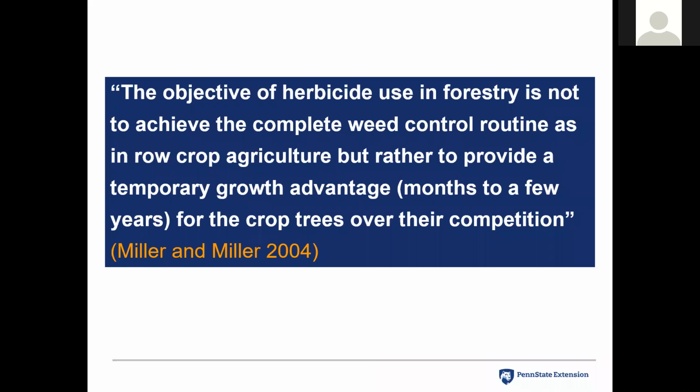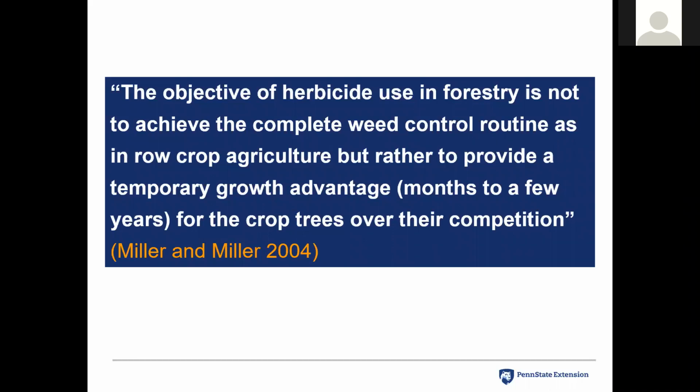And I'll leave you with this quote here. The objective of herbicide use in forestry is not to achieve the complete weed control routine as in row crop agriculture, but rather to provide a temporary growth advantage, months to a few years, for the crop trees over their competition. So don't think about forestry as row crop agriculture. Really what we're trying to do with our herbicide treatments is to just create this temporary window so that what we're trying to grow has an advantage.